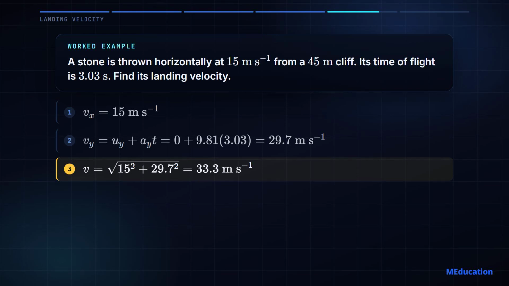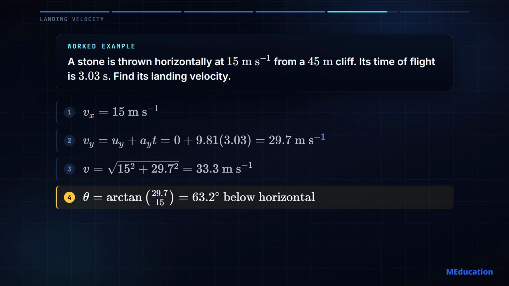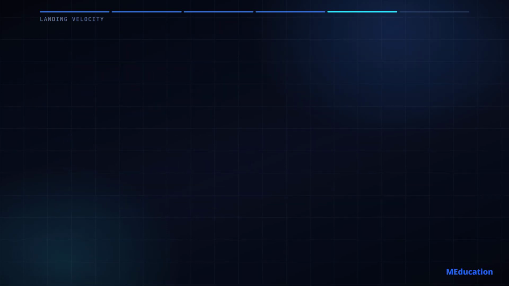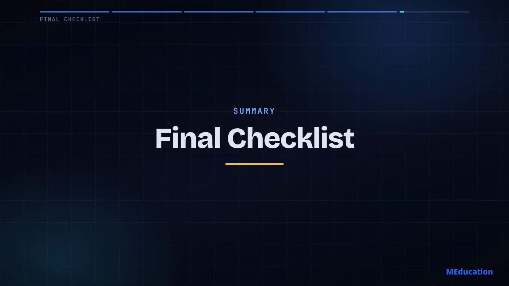Use Pythagoras with the two components to find the resultant magnitude, which is 33.3 meters per second. Step 4. The direction. Use inverse tan of the vertical over the horizontal to find the angle, which is 63.2 degrees below the horizontal. Let's review your A-star checklist.